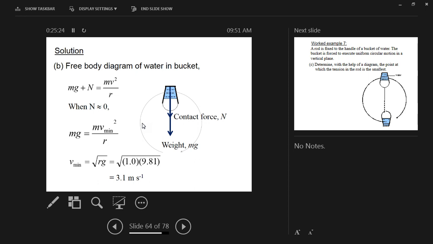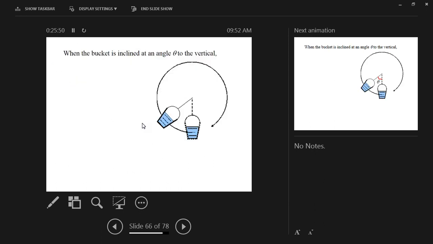Okay, then we move on to part C. Part C is when the bucket is not at the highest point but inclined at an angle theta to the vertical. Part C actually asks you to find the point at which the tension in the rod is the smallest. So I'm going to draw a general situation whereby the bucket is at an angle theta with respect to the vertical, as shown in the diagram.